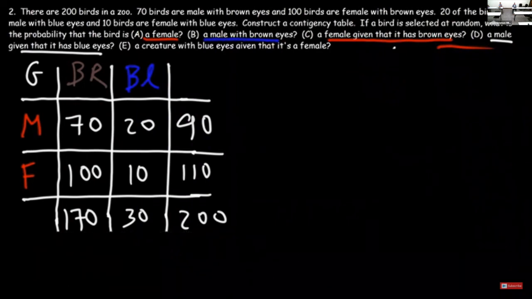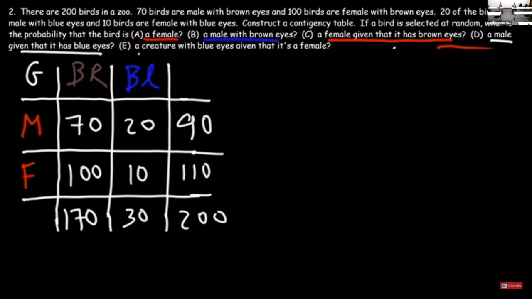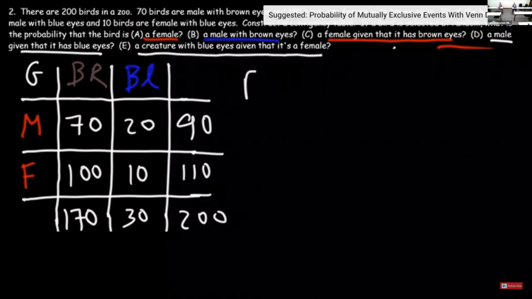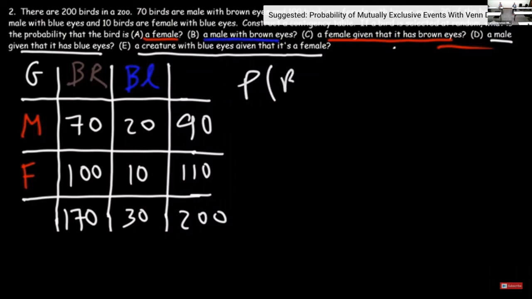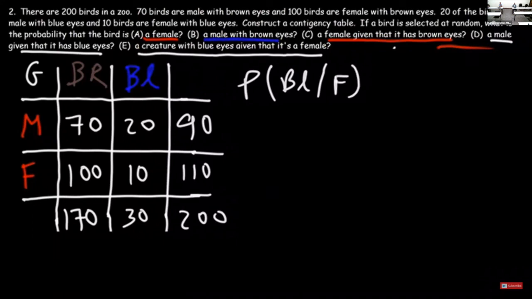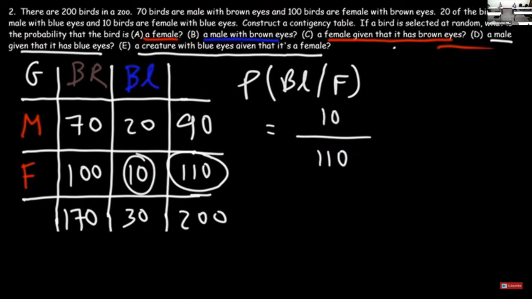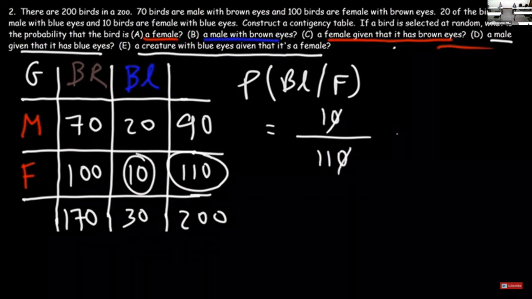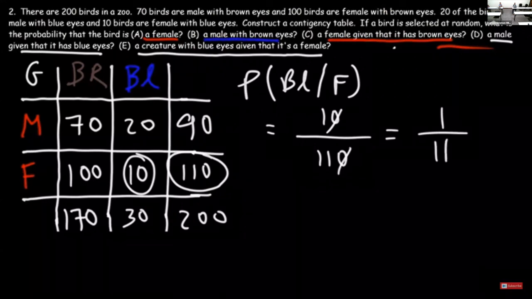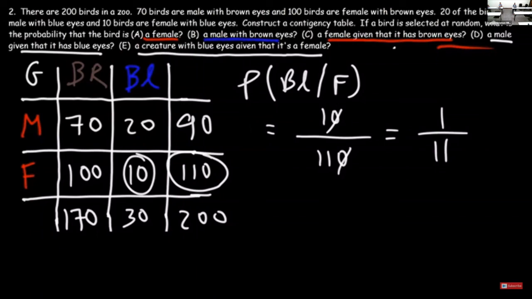So the last part, what is the probability that the bird is a creature with blue eyes, given that it's a female? So what's the probability of BL given F? So how much of BL is in F? So there is 110 female birds, 10 of which contain blue eyes. So the probability is going to be 1 over 11. Out of all the 110 female birds, 10 of those have blue eyes.